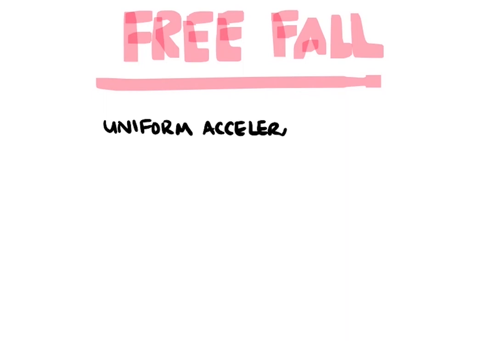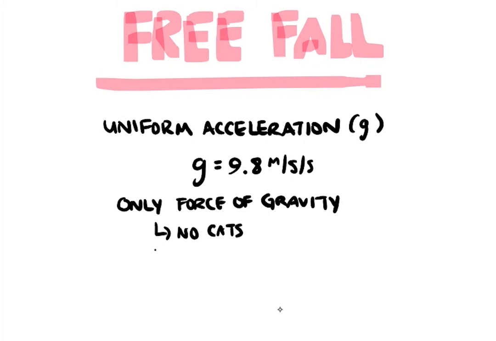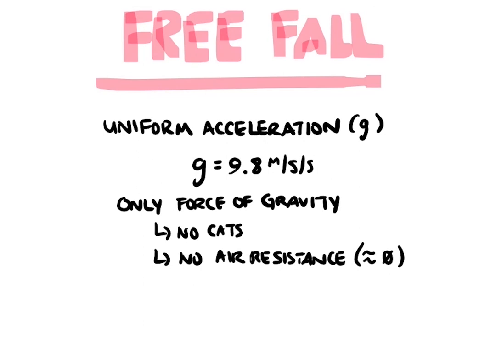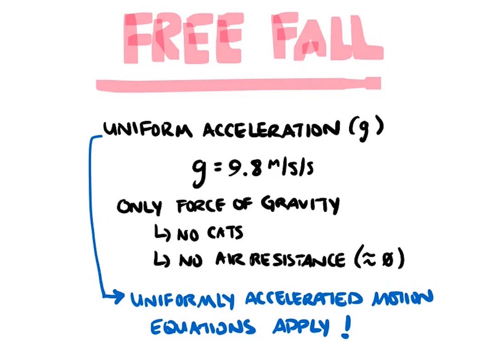Objects in freefall have uniform acceleration with the magnitude of lowercase g, 9.8 meters per second squared in the downward direction, because objects in freefall experience only the effects of gravity, which means the effects of any other force, such as from a cat or air resistance, is 0, or at least close to 0. Oh, and because this motion is uniform, we can use those uniformly accelerated motion equations we learned about in our previous video. Perfect! Let's put this to use.